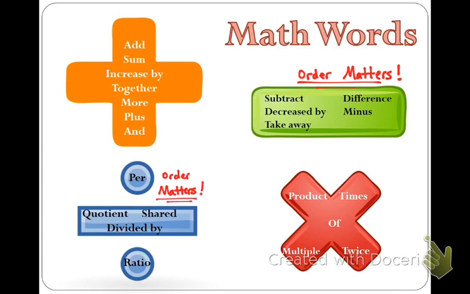All right, next up we have some words that are going to help us whenever we are using multiplication. Read those to me. Product, times, of, multiple, twice, okay? So those are key words. Whenever we are multiplying something, look for those key words, and then you'll know that you need to multiply.